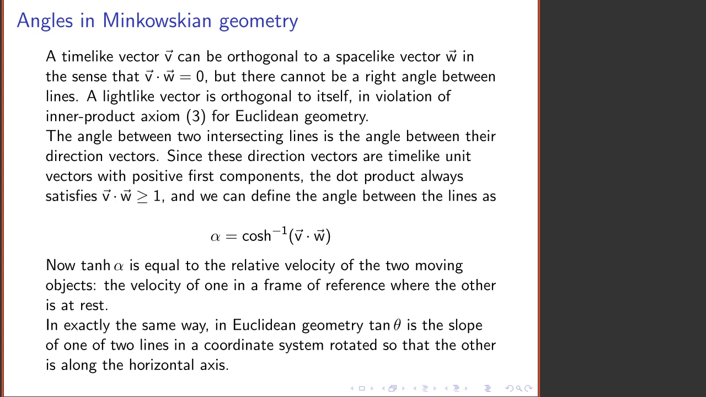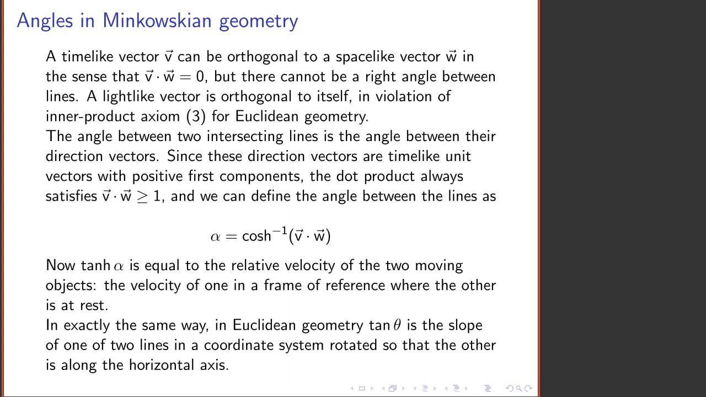And it turns out that the dot product in this case is always greater than or equal to 1. That's great for our purposes because we know that hyperbolic cosines always come out greater than or equal to 1. And so I can define the angle in Minkowskian geometry between lines with direction vectors v and w as the inverse hyperbolic cosine of the dot product between them.